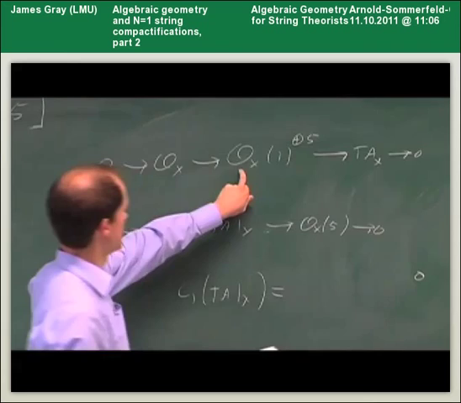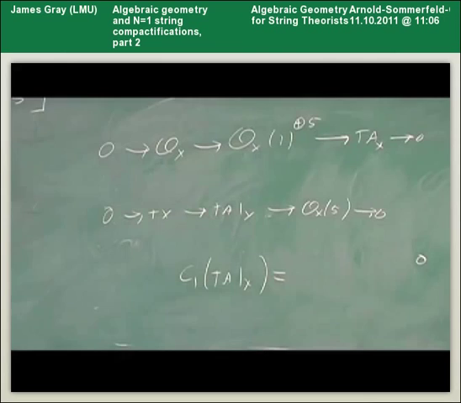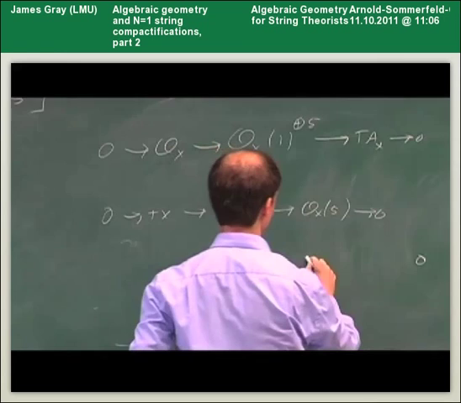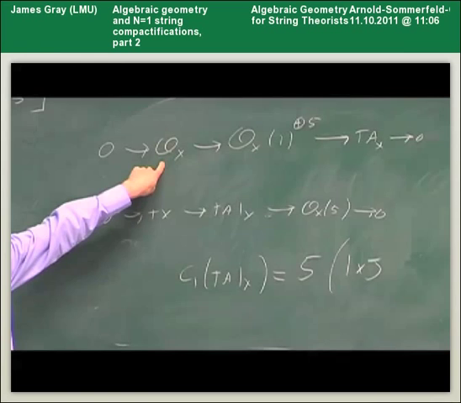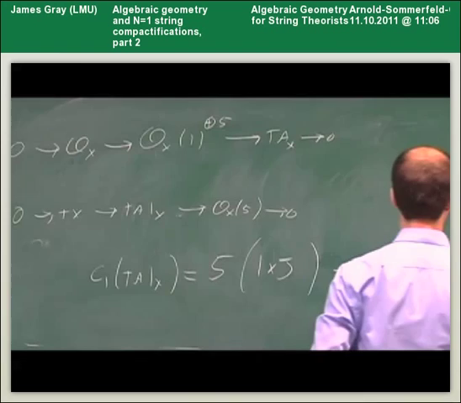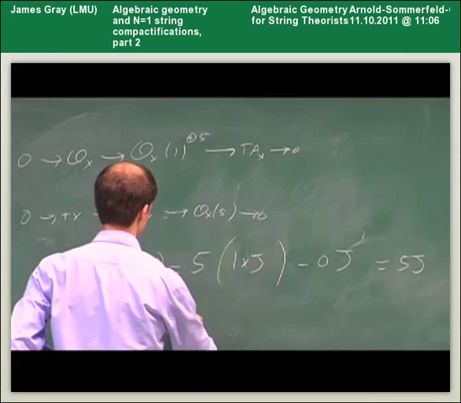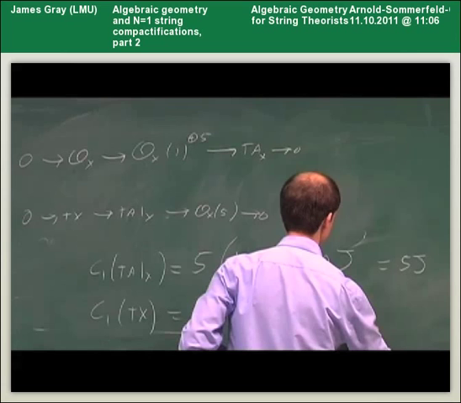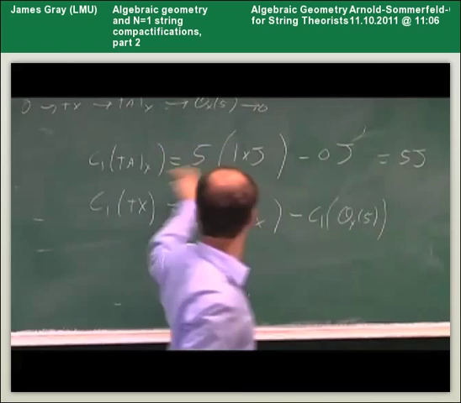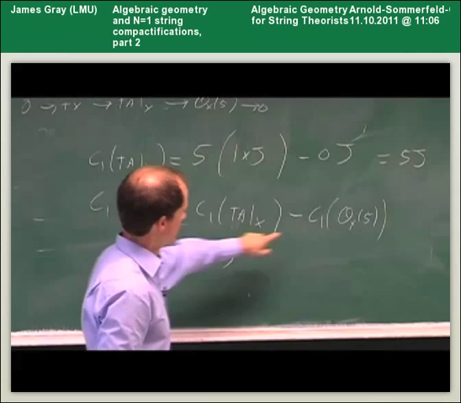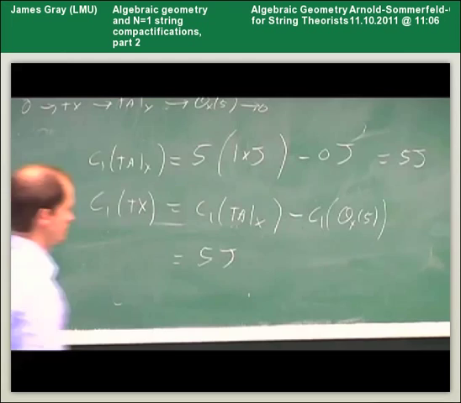What are these line bundles? Well, the O(1) means that its C1 is just 1 times the Kähler form of P4. So this is 5 copies of 1 times J. And this is O of 0, so its C1 is 0 times J. In other words, C1 of TAX is 5J. J is the Kähler form restricted to the Calabi-Yau. Plug it in here, do the same thing. C1 of TX is going to be C1 of TA restricted to X, minus C1 of O(5). C1 of TAX we just worked out, that's 5J. C1 of O_X(5) is by definition 5 times the Kähler form. So C1 of TX is 0.